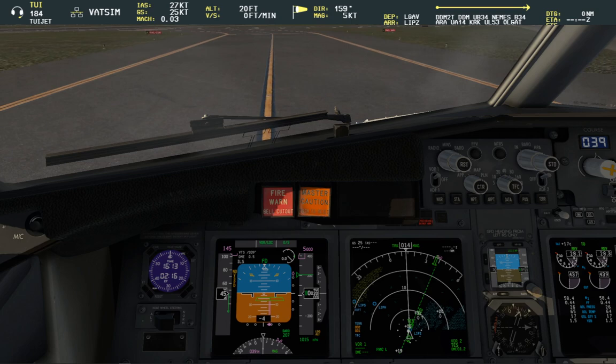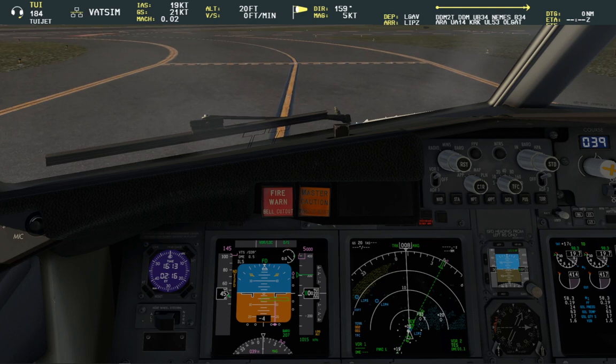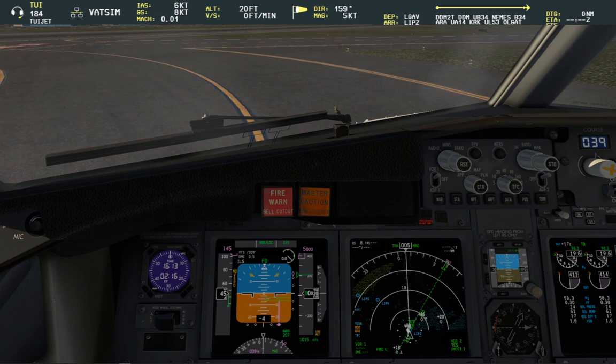Expedite vacating left. Runway is vacated, Jet 184. Jet 184, contact ground 121.7. Royal 013, runway 04 right.